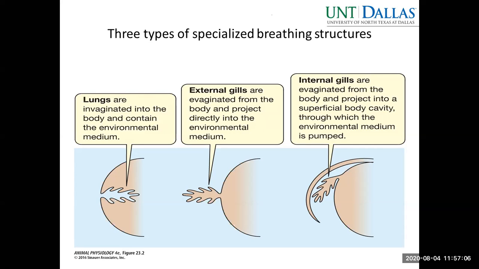Let's take the example of two kinds of these: external gills and internal gills. Gills are respiratory structures that are evaginated from the body and surrounded by the environmental medium. Here you can see the lungs, which are invaginated into the body and contain the environmental medium. External gills are evaginated from the body and project directly into the environmental medium. Internal gills are also evaginated from the body, but project into a superficial body cavity through which the environmental medium is pumped.